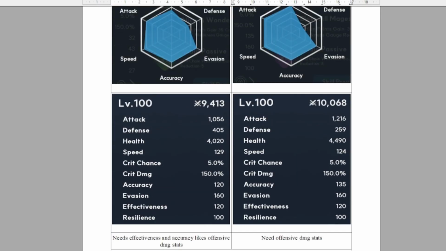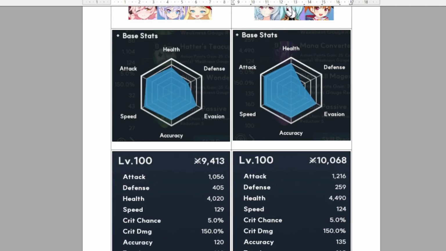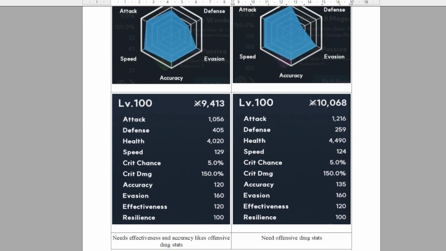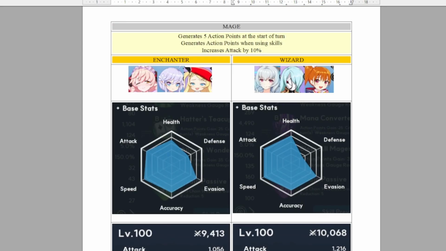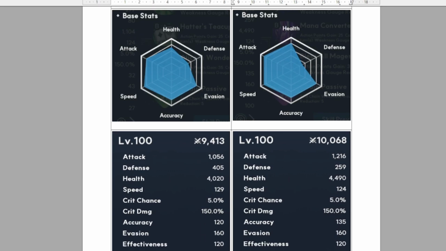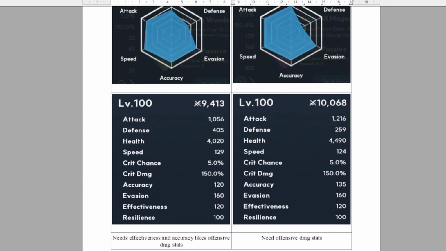Stats-wise, there's not that high of a difference. The Wizards actually have very, very high attack, but very, very low defense. Speed is average for both subclasses. Health is better on the Wizard side, but worse on the Enchanter side, so they are more fragile. But overall, both subtypes deal a good amount of damage, like Dolly can slap, and Alice can slap, Eternal can slap. They are not bad damage dealers at all.